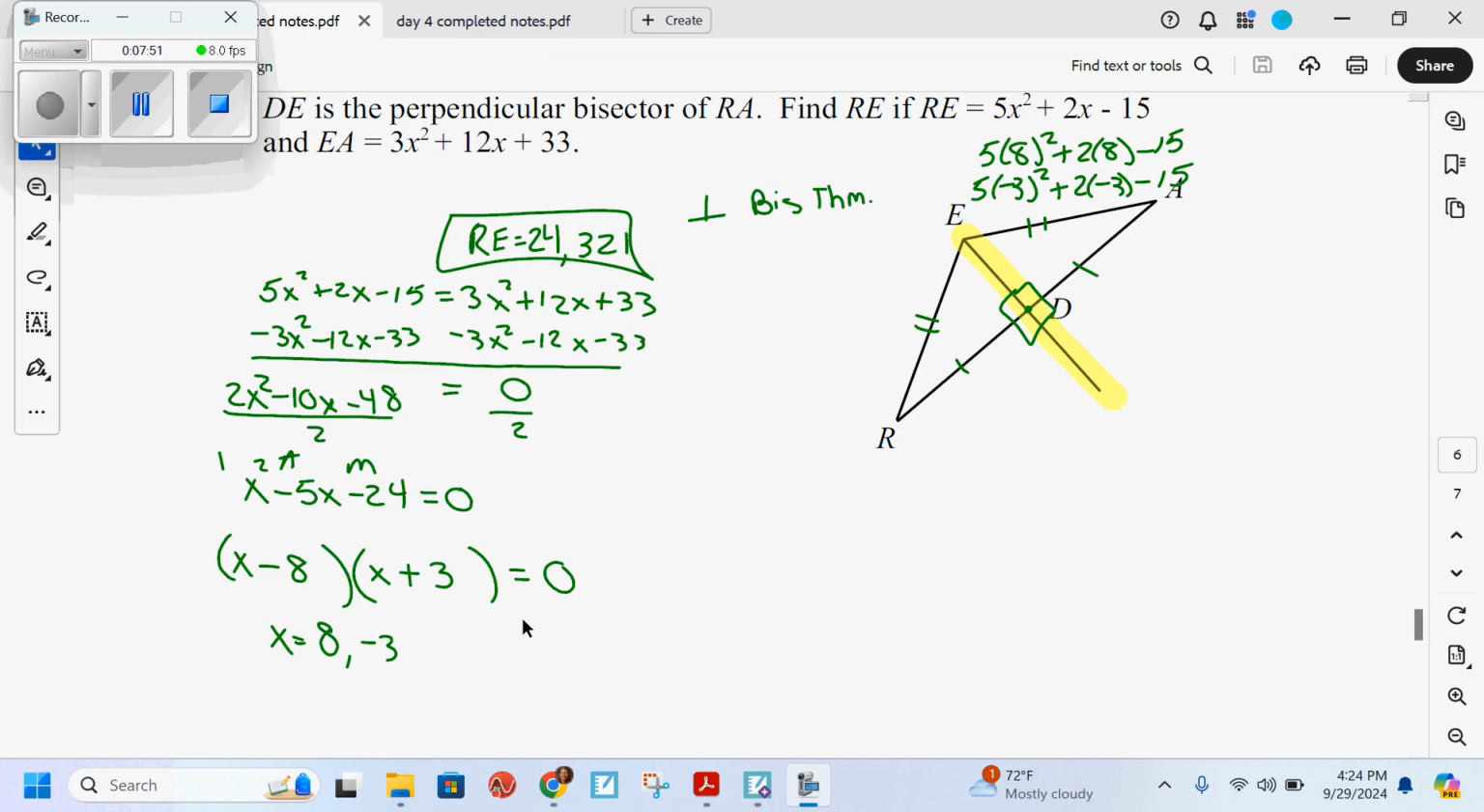Remember, you have to test both of them. So I'm going to come over here. I'm going to plug in 8 for x, and I'm going to plug in negative 3. When you do that, both answers work. So RE can either be 24 or 321. So don't forget to check both answers and sub them in.